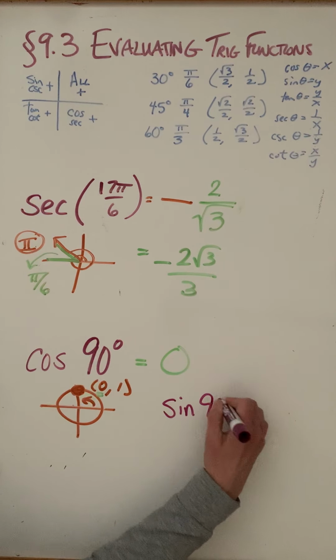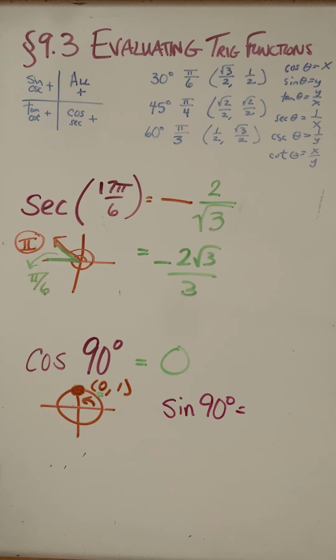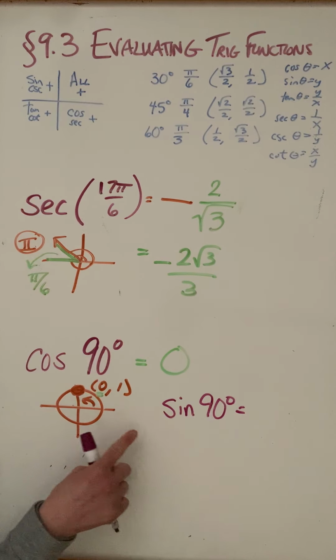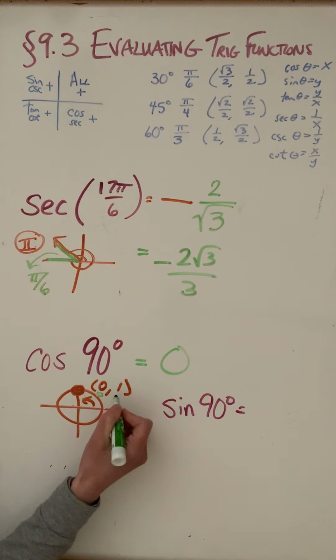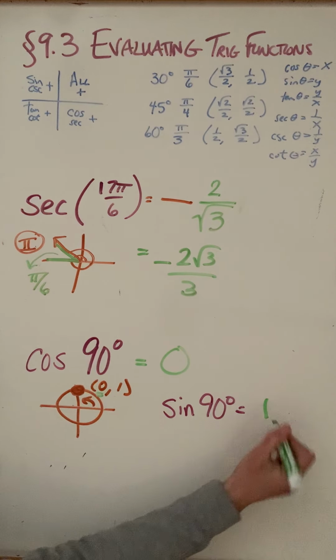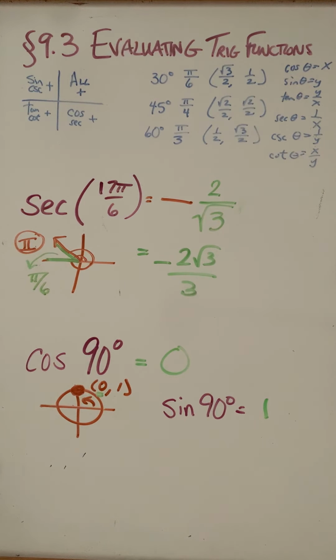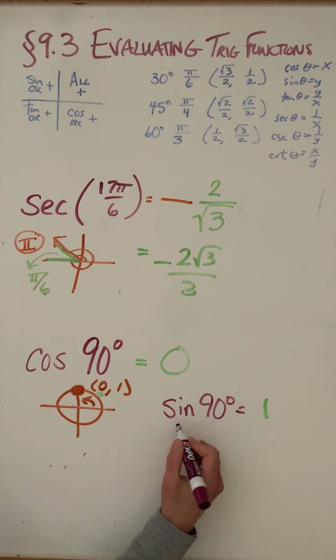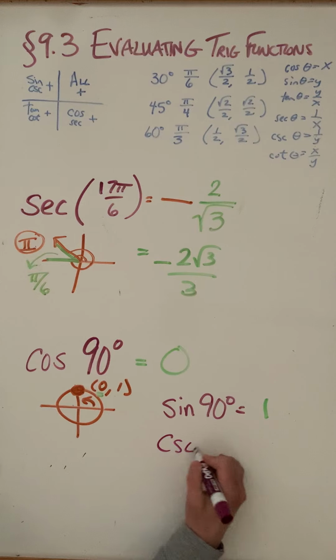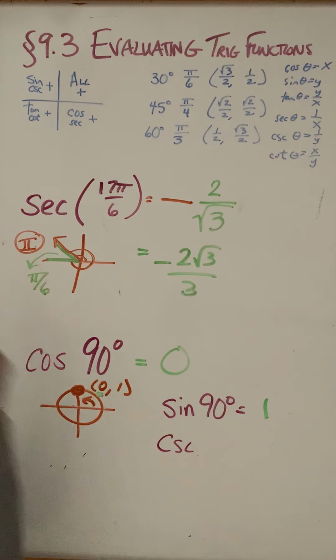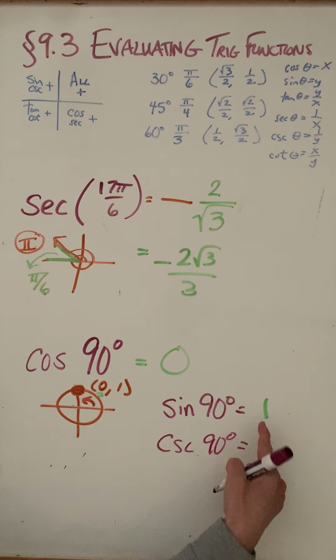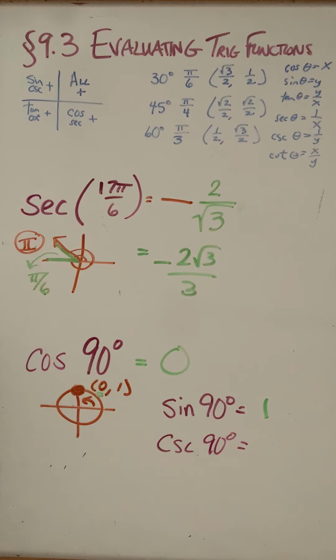Let's say we wanted the sine of 90 degrees since we're here. The sine of 90 degrees, we know that sine by definition is the y-coordinate, right? What's the y-coordinate of that ordered pair? It's just 1. So the sine of 90 degrees would be 1. Here's something good to think about though. The reciprocal of sine is cosecant, right? So we know that the cosecant of 90 degrees is the reciprocal of 1, which is still just 1 as well, right?